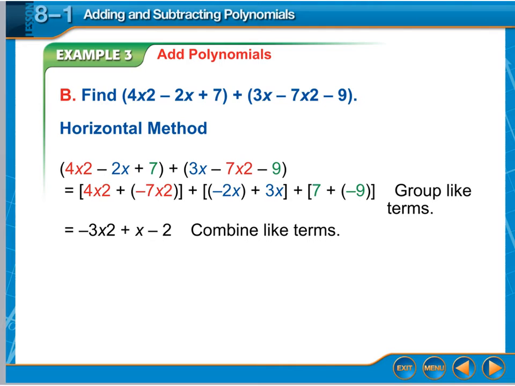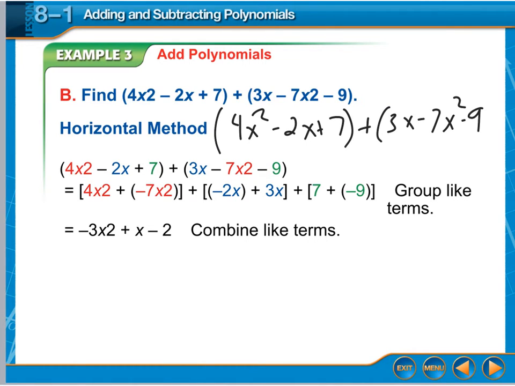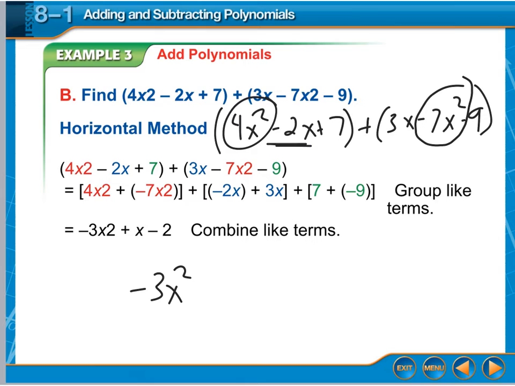All right, so here we got the same kind of thing. I got 4x squared minus 2x plus 7. And then in parentheses, I got 3x minus 7x squared minus 9. So again, these two will go together because they are like terms. So that's going to end up being a negative 3x squared. And then I've got a negative 2x and a positive 3x, so that's going to be a 1x. I could put a 1 there if I wanted to. And then I have a 7 and a negative 9. I have to keep track of those signs. That's going to give me a negative 2.